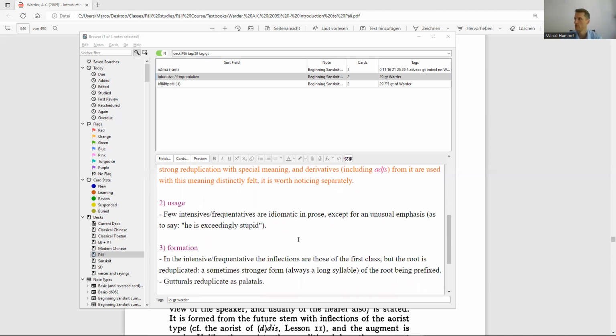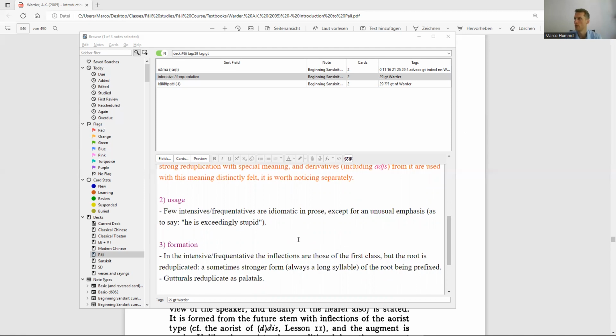Then the usage: few intensives or frequentatives are idiomatic in prose, except for an unusual emphasis, as to say, he is exceedingly stupid. Intensives or frequentatives are such verbs in English as to crackle, to clatter, or to flutter.